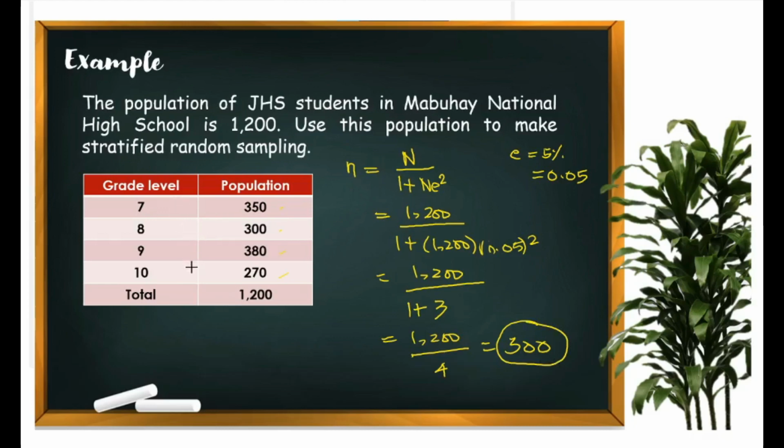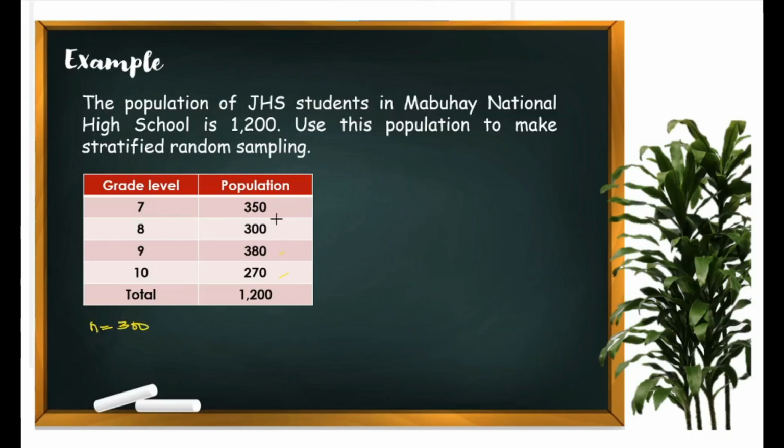Meron tayong per grade level. So, ang ating next step naman is to get the sample from each grade level, which is, ito yung process naman. So, tandaan natin na ang ating sample size is 300. Ngayon, ang gagawin natin, dahil nakuha na natin yung sample size na 300, dito, itong 350, at lahat ng population na to ay di-divide natin sa 1,200.